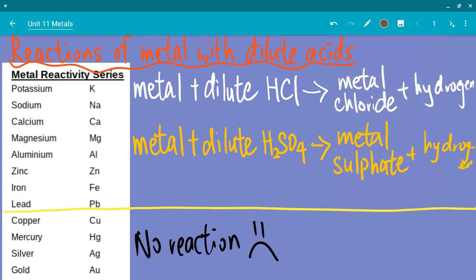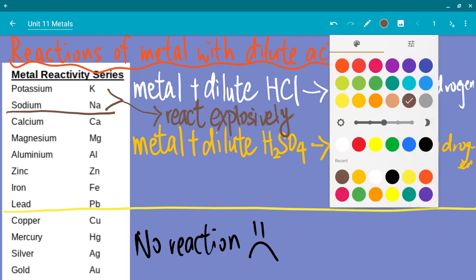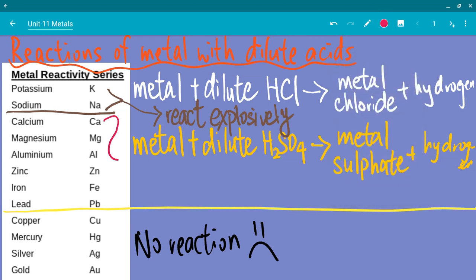All right, one more reminder that I want to mention over here. The first two metals over here react explosively. So there is an explosive reaction with the acids, and the ones that are down below, eventually it goes less vigorously down below. So let me write that as well. For the ones that are here, less vigorous down the series.